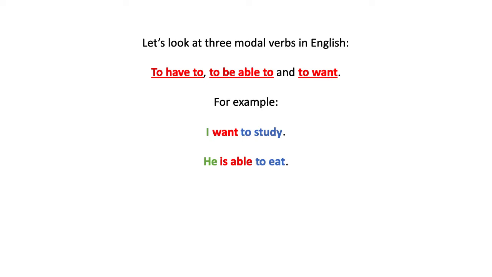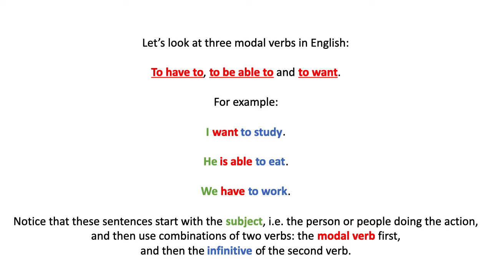To be able to, and then to eat. And then a third example, we have to work. Same thing. We is the subject, have is the modal verb, and then to work is the main verb. So you will notice that I have colored these sentences in a very specific way, right? Because I want to make it clear how they are constructed.